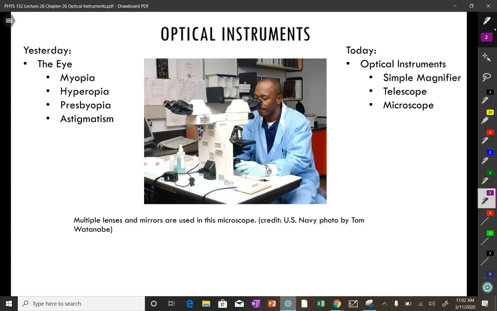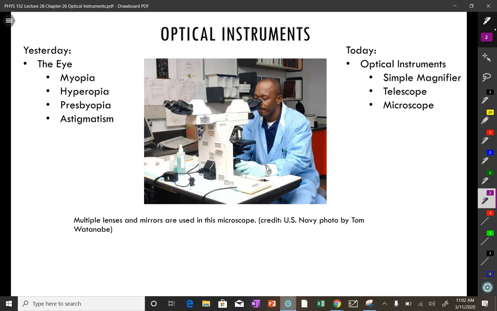So we talked about the eye yesterday, and I spelled them all out, the common mishaps with the eye. For the test, you need to know what these are and how to correct for them and be able to calculate the correction based on a person's near point, far point.